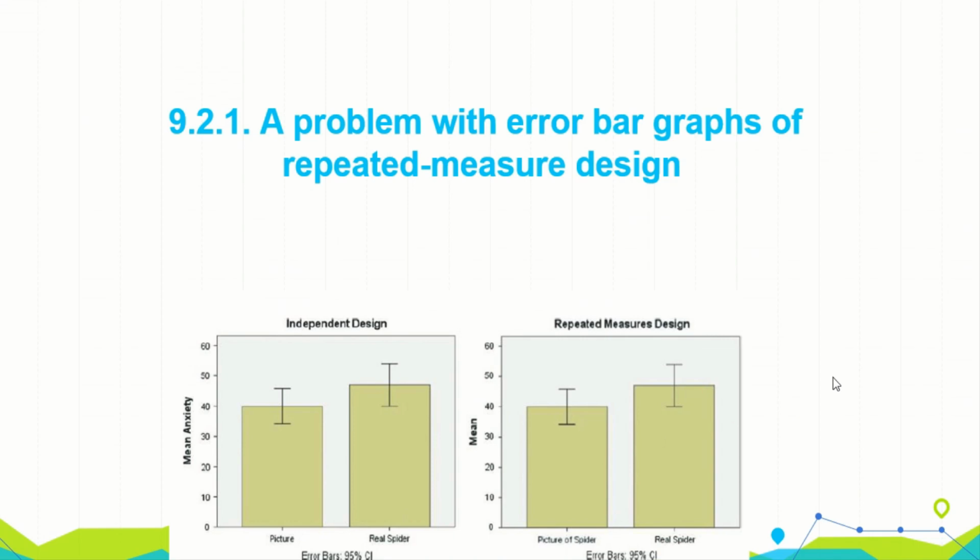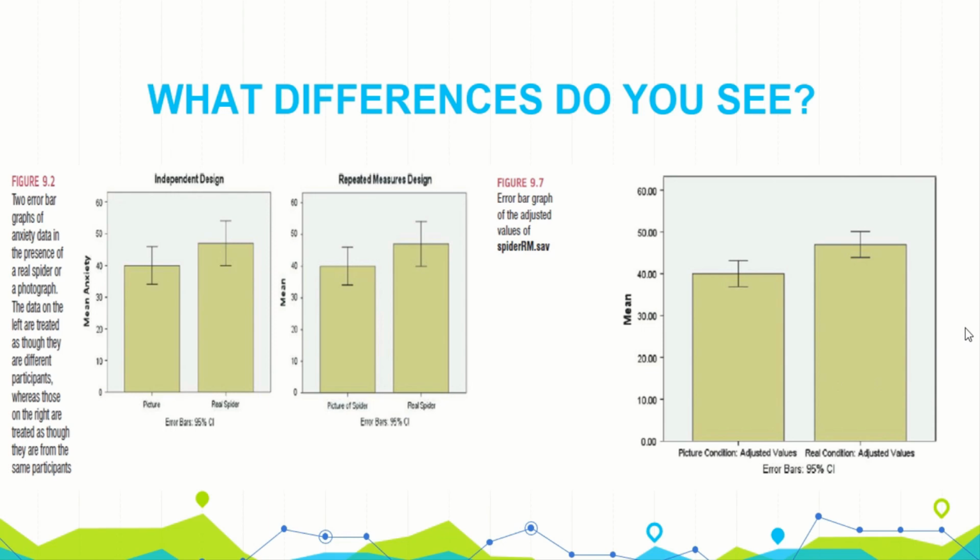Now let's proceed to this slide. So what do you see in these two graphs? Comparing these two graphs, the first thing you notice is that the means in the two conditions have not changed. However, the error bars have changed, they have got smaller. Also, whereas the error bars overlap in the first graph, in this new graph they do not.